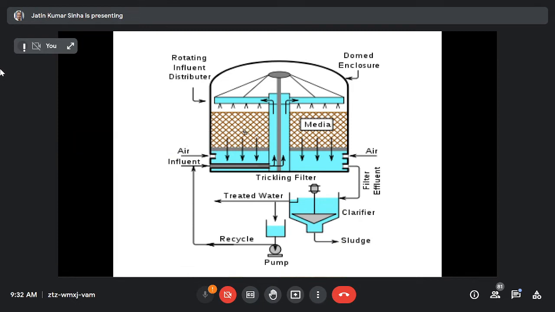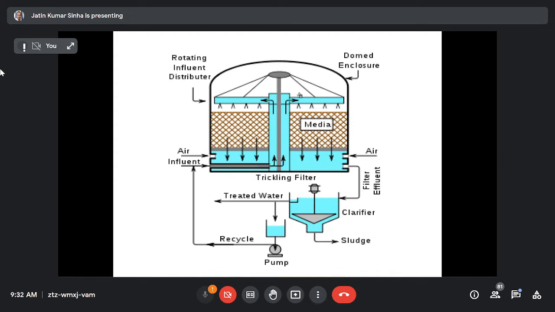These are rocks, basically rocks filled with pores inside. Then on top of that you have this biological film, and there is a water dropping system here, so water drops from time to time. The air is coming from the bottom of this system. So in the presence of water and air, the microorganisms convert all these organic matters to carbon dioxide and ammonia.